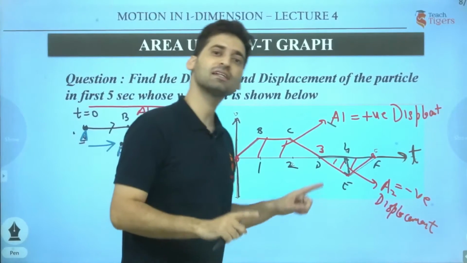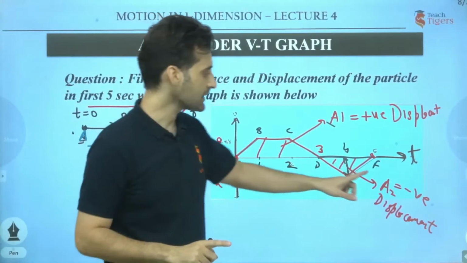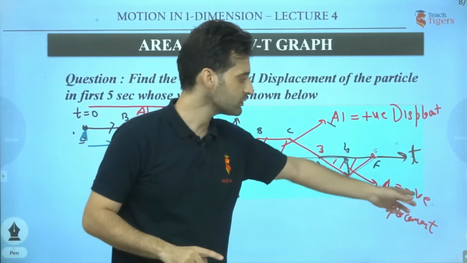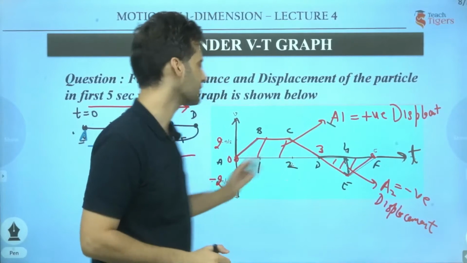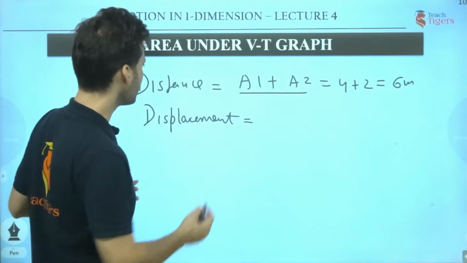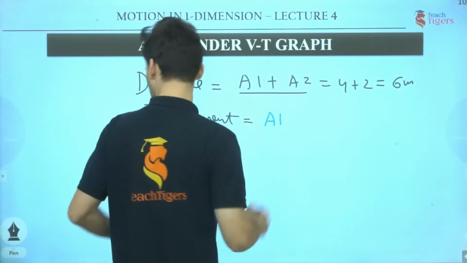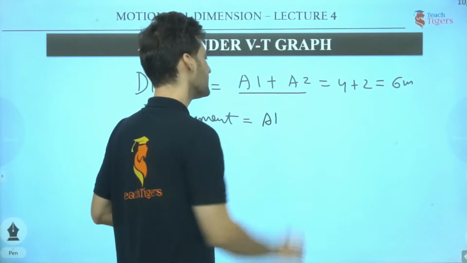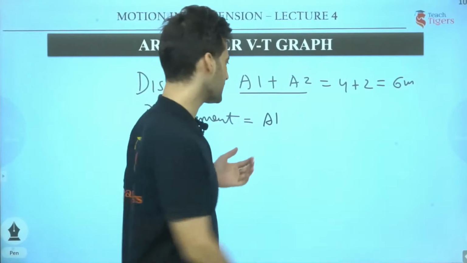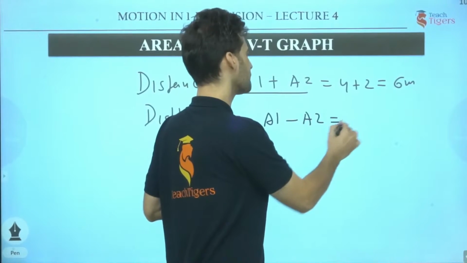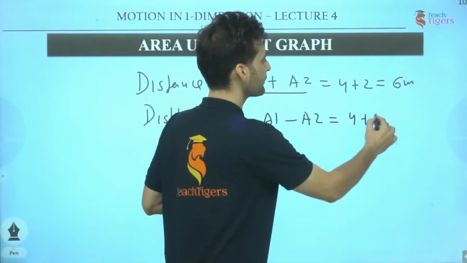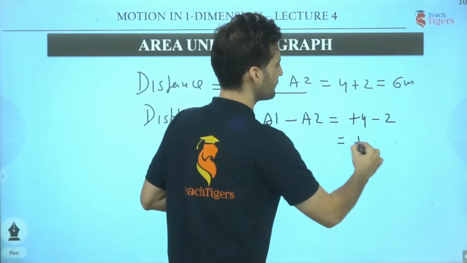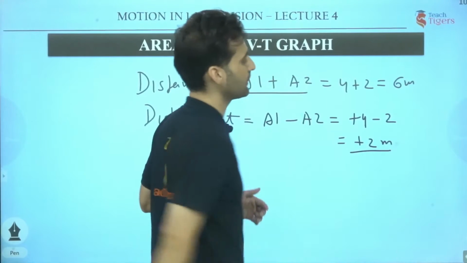So whenever you want the displacement, you just take it as a negative. As I already told you, A2 is negative displacement and A1 is positive displacement. So for displacement you will have to subtract these areas. That means area above the time axis you take positive and below you take negative. So when I subtract, the displacement will become plus 4 minus 2, that is plus 2 meters. So this will be my displacement.